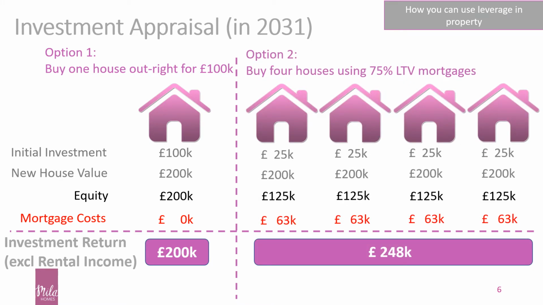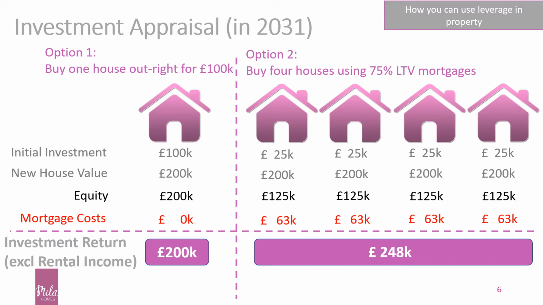So let's have a look at option two, buying four houses using 75% loan to value mortgages. You can see the new house value is exactly the same, £200,000 each. But because we've got £75,000 leveraged against each of those properties, we actually only have £125,000 of equity in there. And similarly, because we've been paying an interest-only mortgage for 14 years, that equates to £63,000 for each property that we've bought.